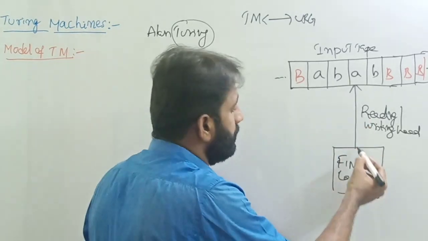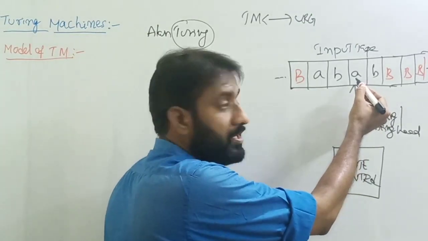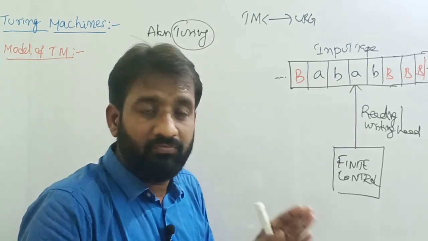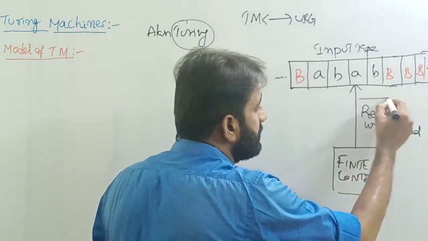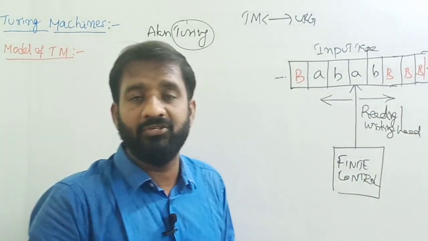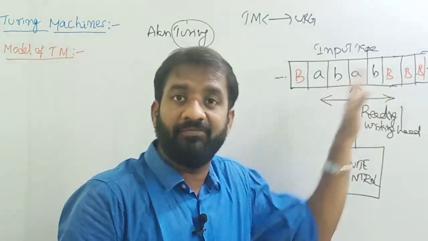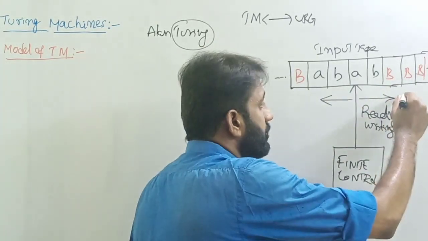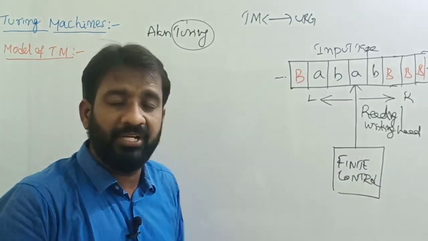For example, right now the machine reads the input symbol a from the input tape. It can overwrite a with either b or x or y or z, depending upon the requirement. Coming to the other point, the reading head can move in both directions, either to the right or left. This is also one of the specialties of the Turing machine. The previous finite automata and pushdown automata move in only one direction, left to right. Now it is not like that; you can move in either direction, to the right or to the left. That's the differentiation of this reading and writing head.